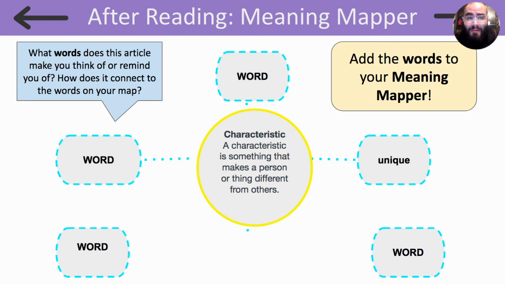Please take out your meaning mapper. In the middle, we have our focus word characteristic. A characteristic is something that makes a person or thing different from others. We've already added the word unique, but what other word could you add to your meaning mapper that relates to the word characteristic? I added the word group because a characteristic can make an animal or thing a part of a group. For example, all vertebrates have a backbone. This characteristic makes them part of the same group.